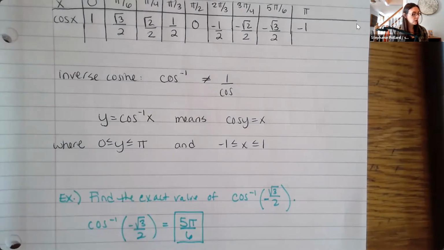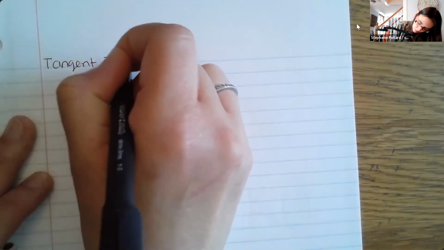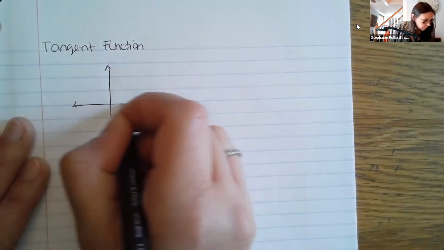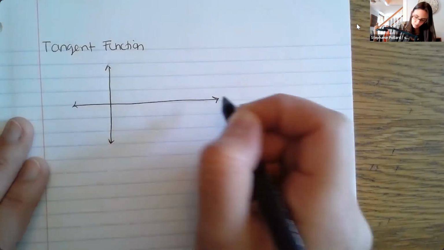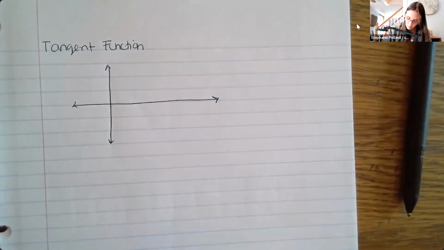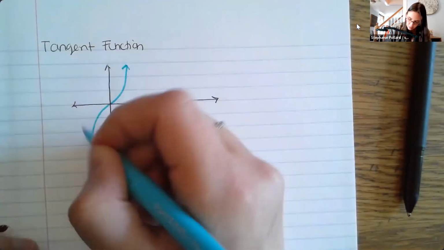And let's do tangent on this video as well, and we can do the other ones on another video, so we're not getting too long. Do the main ones here. I'll do it in blue. So remember with the tangent function, this is the one with all the asymptotes in it.